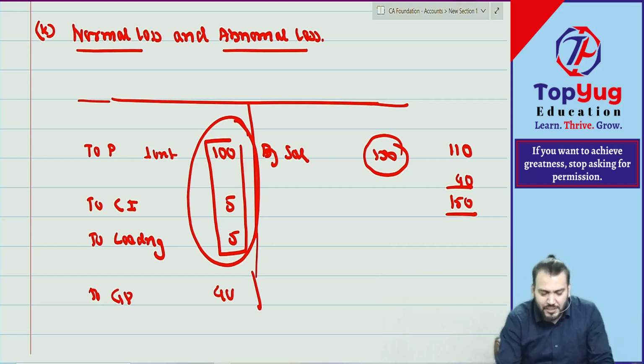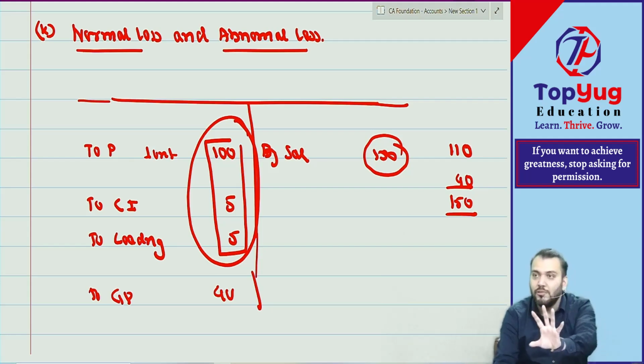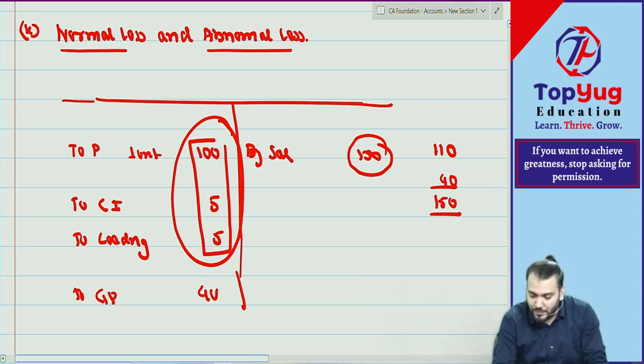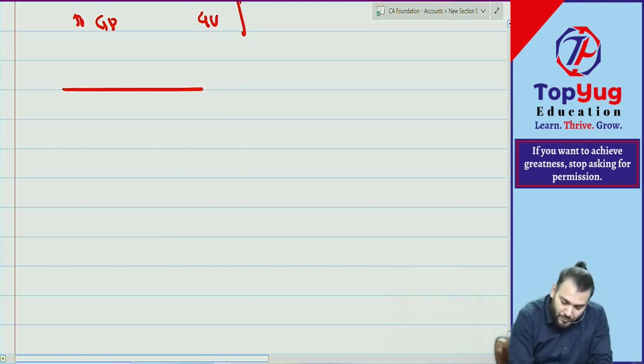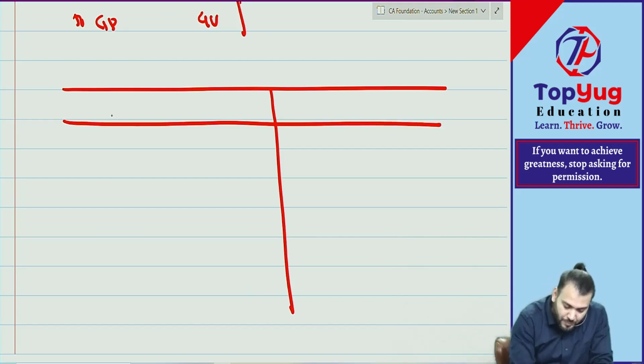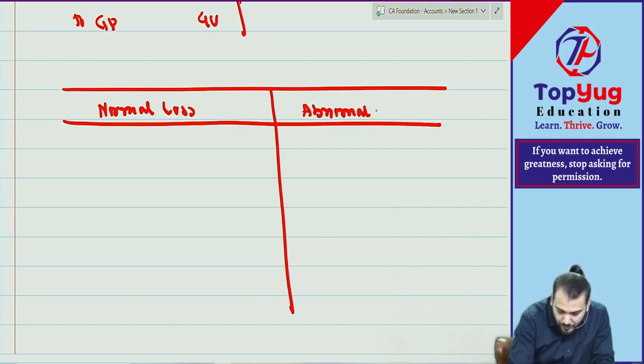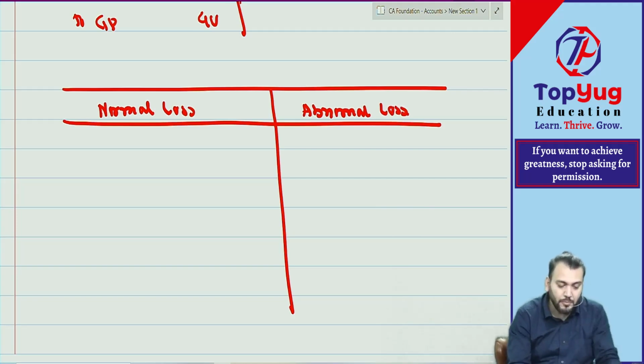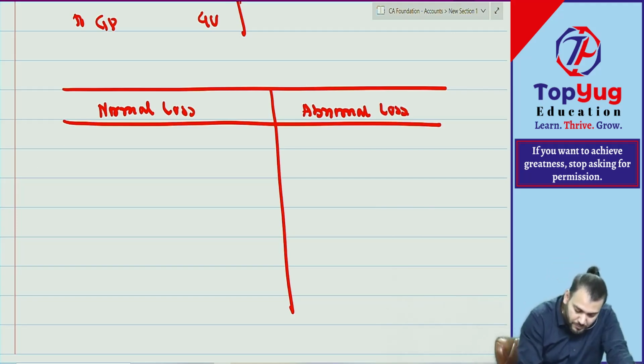But there is something here that we need to understand. Have you understood the rule? Rule you understood right now. Normal loss, abnormal loss. Point number one: normal loss.